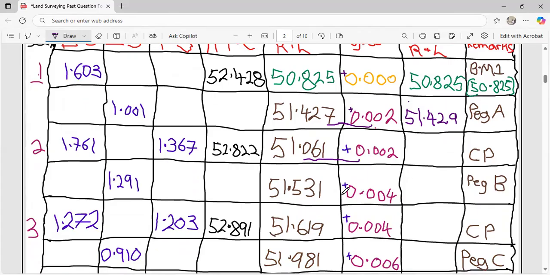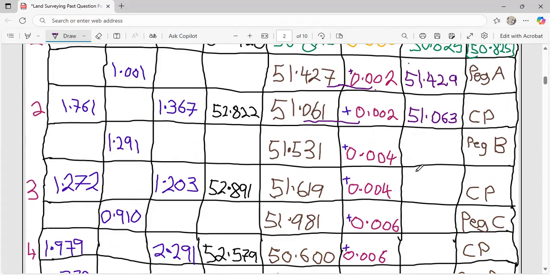51.061 plus 0.002. What are we getting? We are going to get 51.063. Okay. Good.